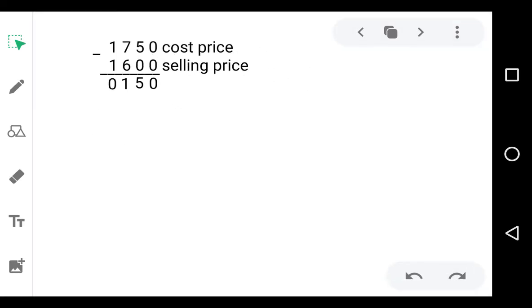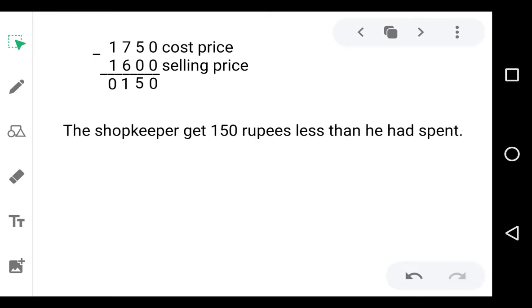So the shopkeeper got 150 rupees less than he had spent. How much he got less? 150 rupees. Here we solved 3 questions of the problem set 16. Remaining questions we will solve in the next lecture.